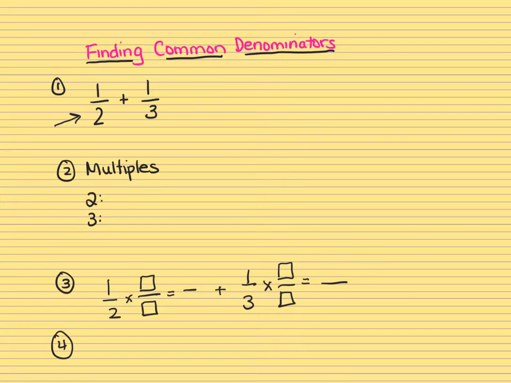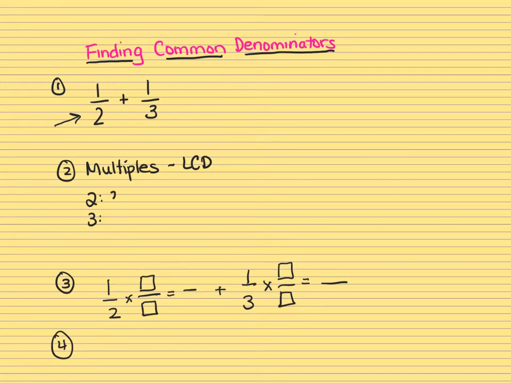Your first step is you're going to find the multiples because you can't add 1/2 and 1/3 when their denominators are different. So you must change them so they have like denominators. You want to find the LCM, the lowest common denominator that they share together. So we do start with the multiples.